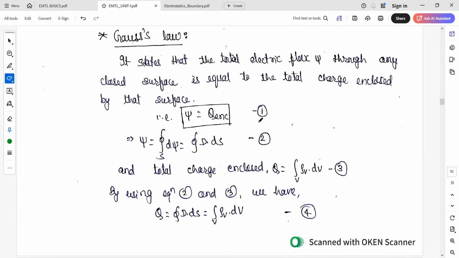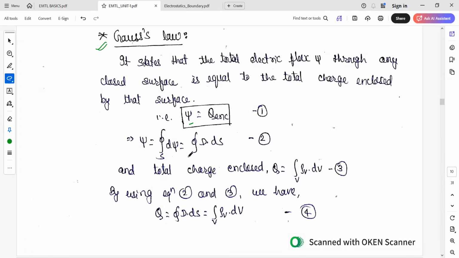Now a very important thing is the Gauss law. The total flux through any closed surface is equal to the total charge enclosed by that surface. That's why total flux equals charge enclosed. Here, how are we going to prove this? That is the proof, and here we will get one Maxwell equation also. So this is the total charge.